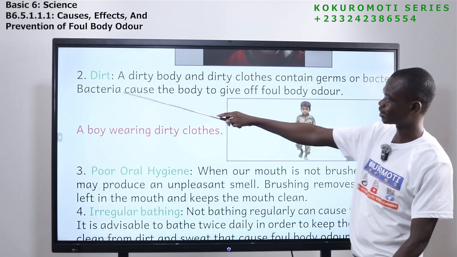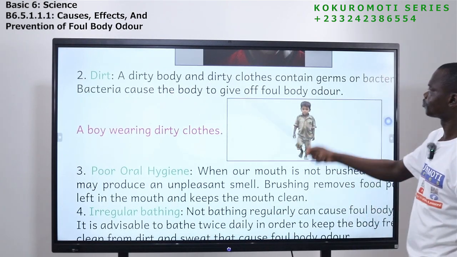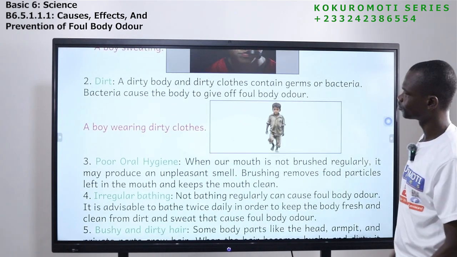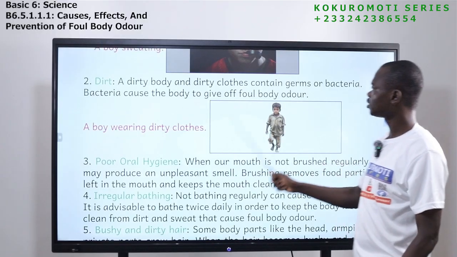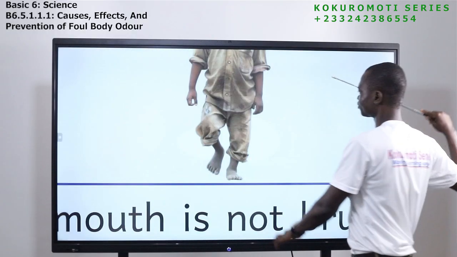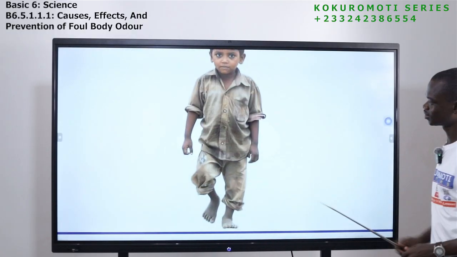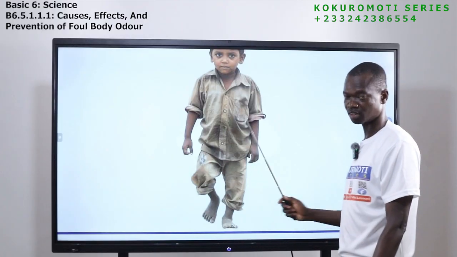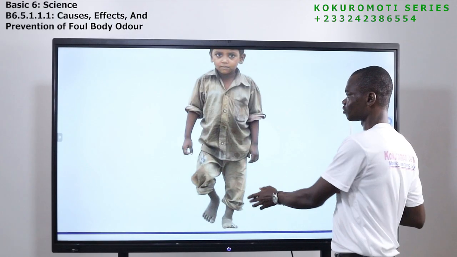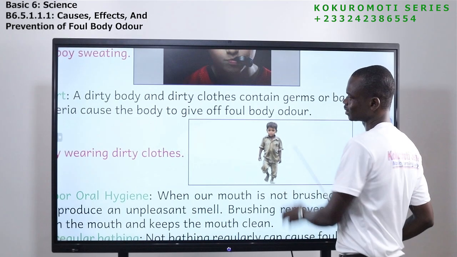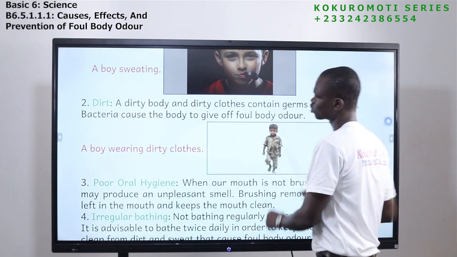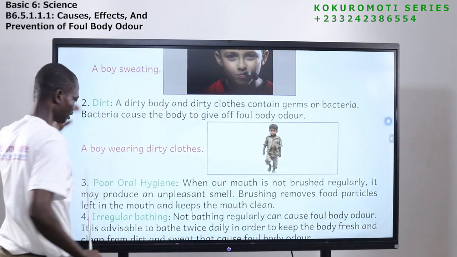The next one is dirt. So a dirty body and dirty clothes contain germs or bacteria. Bacteria cause the body to give off foul body odor. So now look at the boy here. Look at the dress. In fact, it's so dirty. So this is one of the causes of foul body odor. Dirt. So we have seen that sweat is one. Two, dirt. Let's look at the third one.